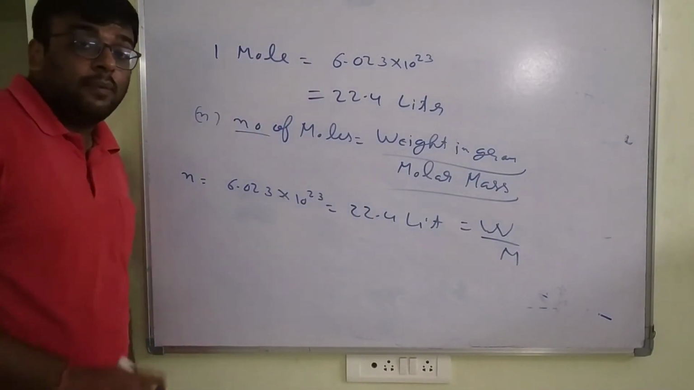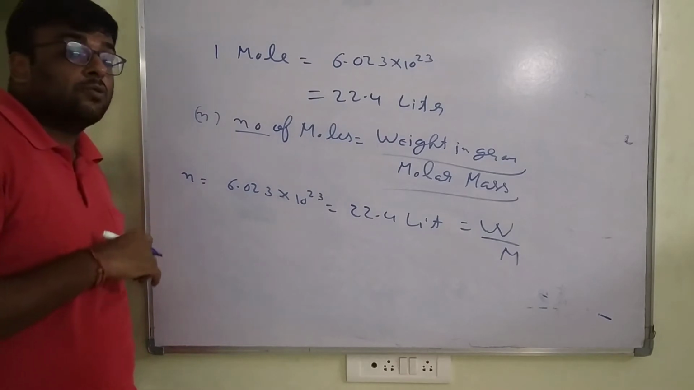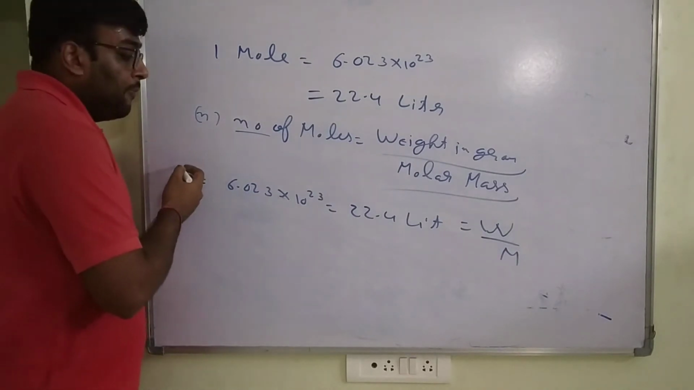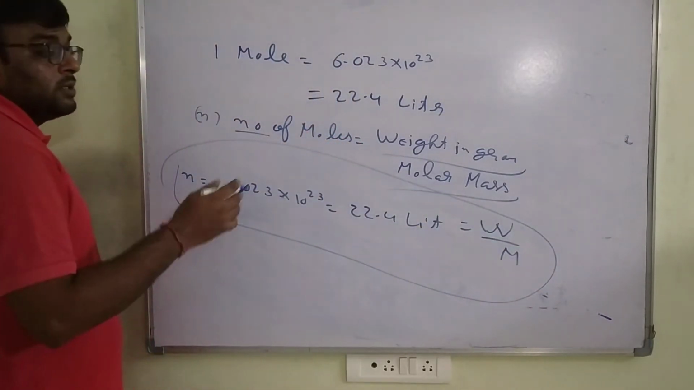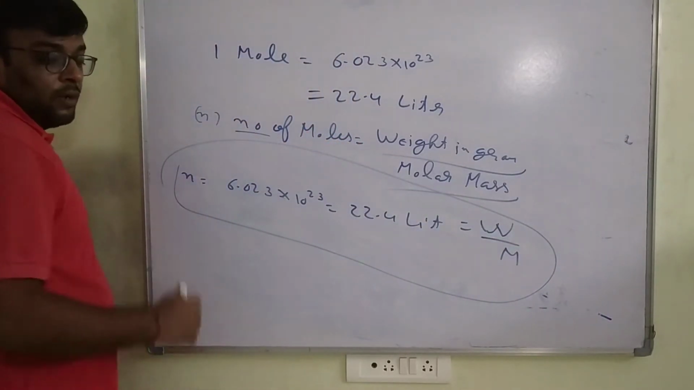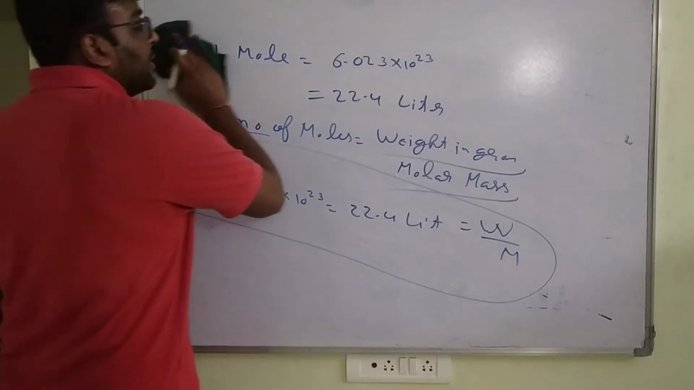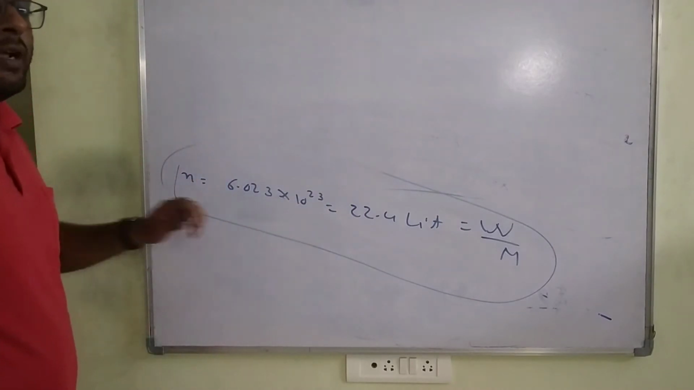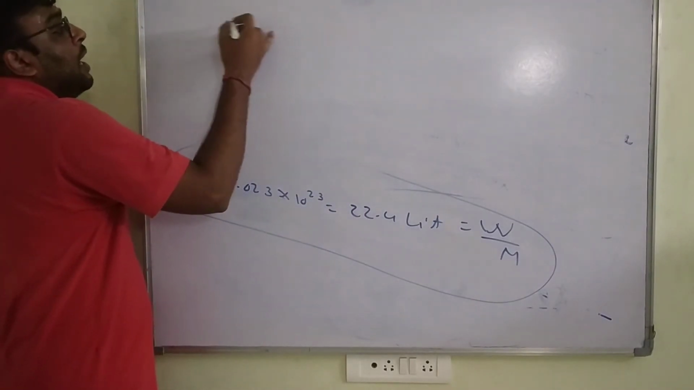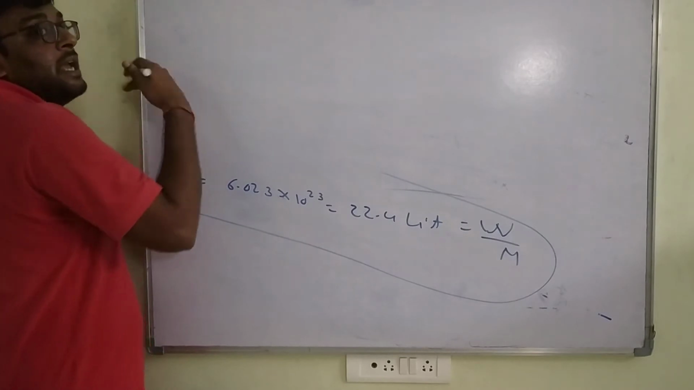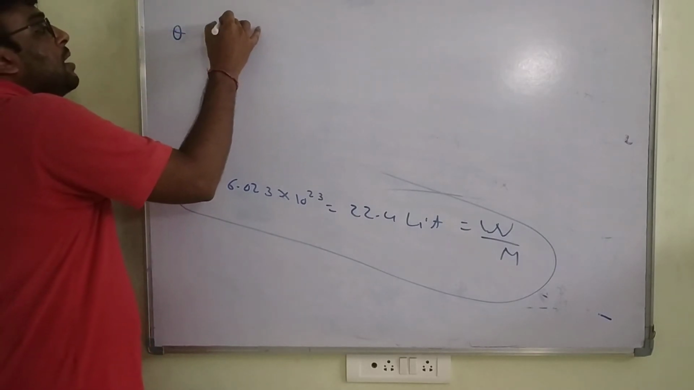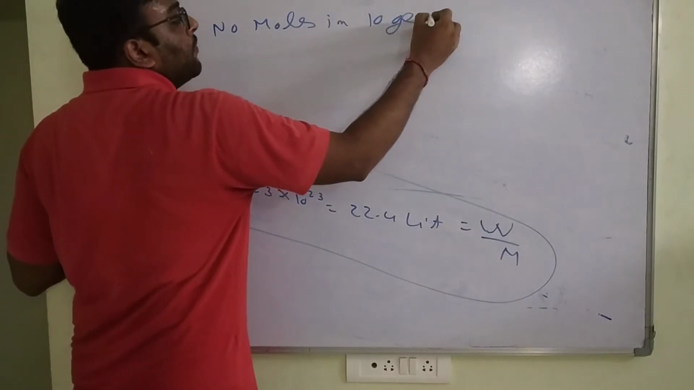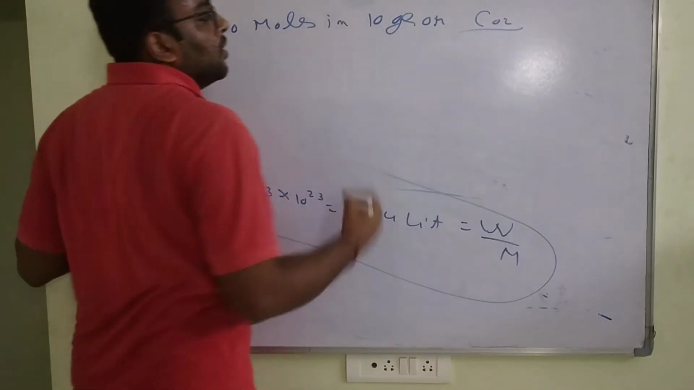In the basic fundamental numericals which come in your 10th class, and also relate to 11th class, how does it relate? Suppose this is the basic unit. Look at the question over here. You have to apply only this formula all the time. How do we apply it? Suppose I am taking 10 gram. Question one: number of moles in 10 gram of carbon dioxide.